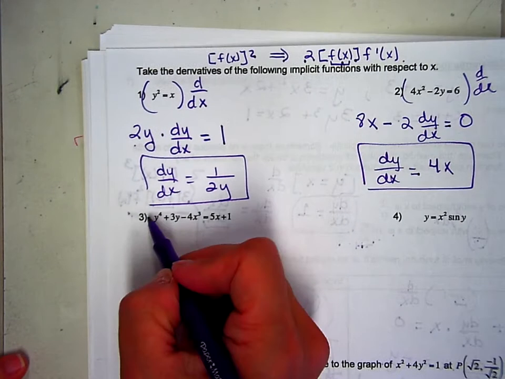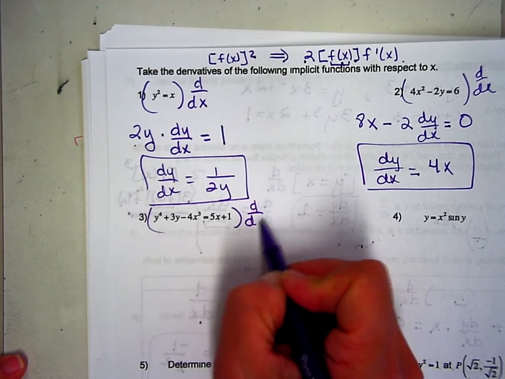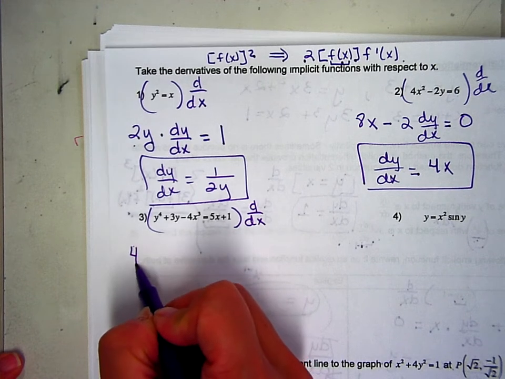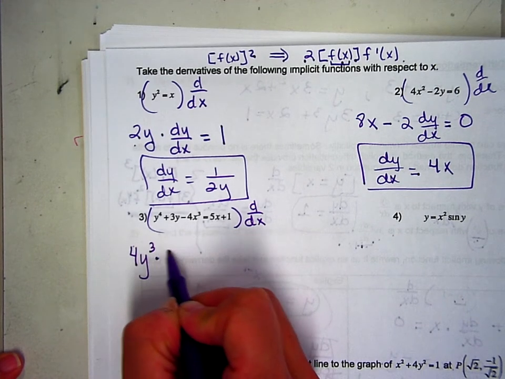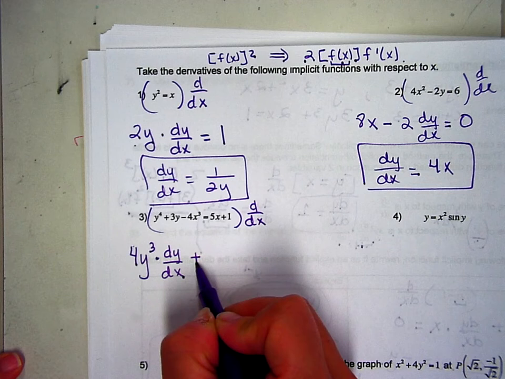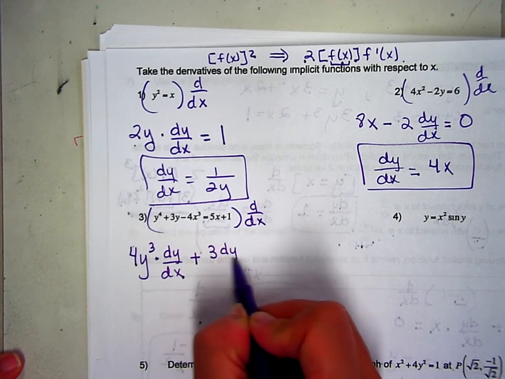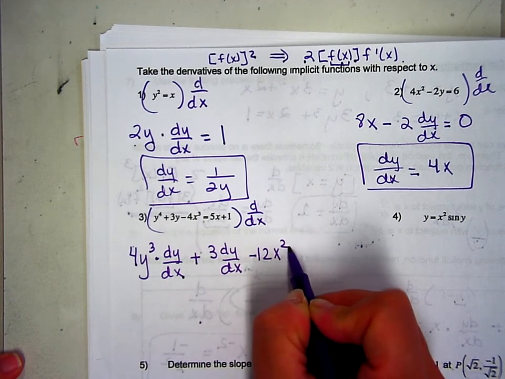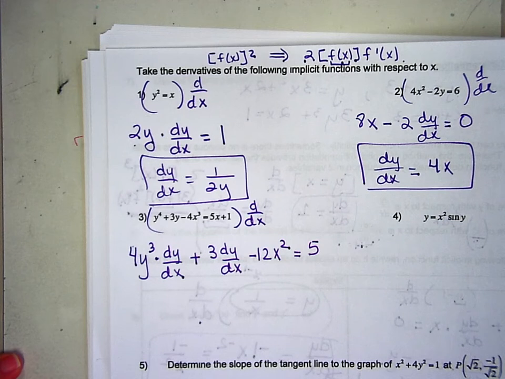Okay, this one here. Okay, derivative of 4y to the fourth is going to be 4y cubed. Don't forget chain rule always when you see that y. Plus 3 dy/dx minus 12x squared is equal to 5.